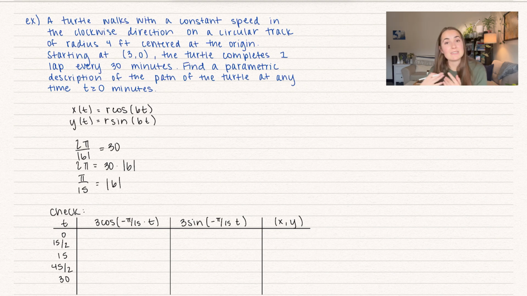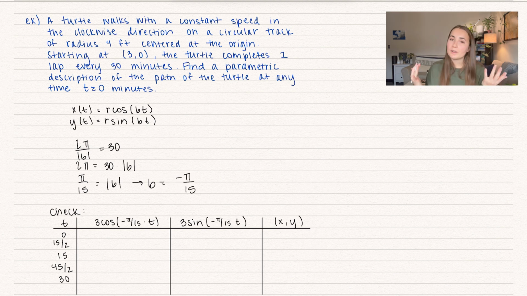Now we need to think about the sign of b. He is moving in a clockwise direction, so that's going to be the negative orientation. So my b is going to be negative pi over 15. Great, so we found our b.